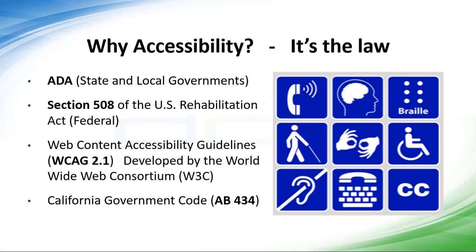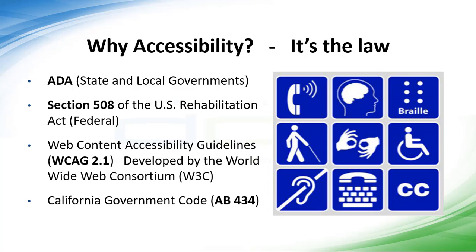California's government code directs that state governmental entities in developing, procuring, maintaining, or using electronic or information technology, either indirectly or through the use of state funds by other entities, shall comply with the accessibility requirements of Section 508.